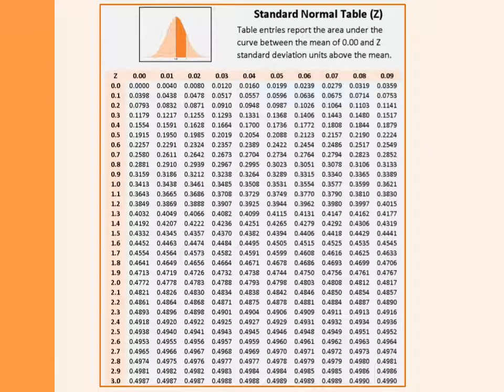Taking the absolute value of that z-score, we'll highlight the row that reports a z of 0.6 and the column that reports a z of 900th. And we'll see that the area that falls between the mean of 0 and minus 0.69 is 0.2549. We'll perform the same procedure to look up the area between the mean of 0 and a z-score of 2.51. Highlight the row that reports a z-score of 2.5 and the column that reports the z-score of 100th. And the value that appears where these two highlighted areas intersect is 0.494.